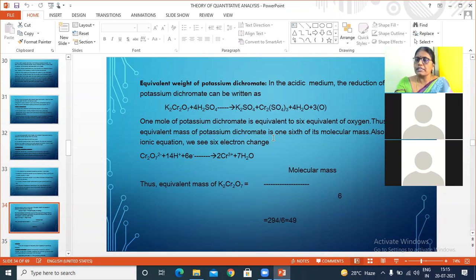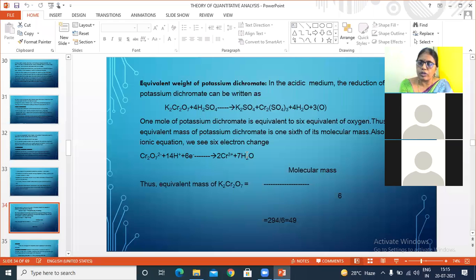If you want to find the normality of a substance, that means if you are going to express the concentration of the substance for dichrometry or permanganometry, potassium permanganate or potassium dichromate, in terms of normality, then we have to find the equivalent weight. Otherwise, there is no need. Generally, we can use either molarity or normality to determine the weight of the reducing agent substance. So for dichrometry, if we use normality, then we have to find the equivalent weight.